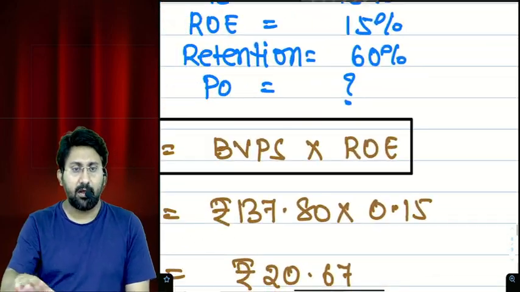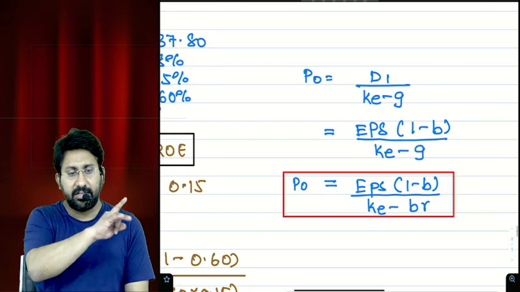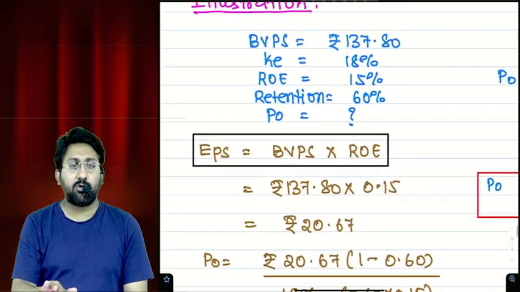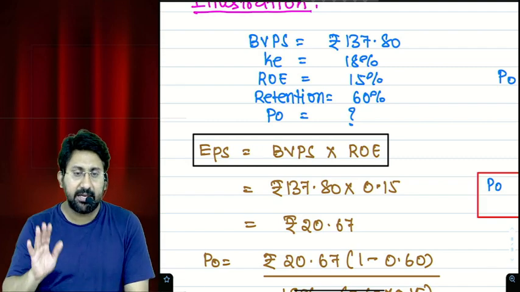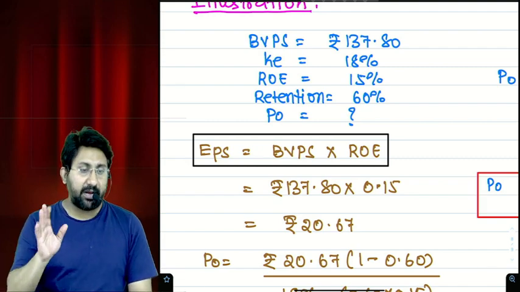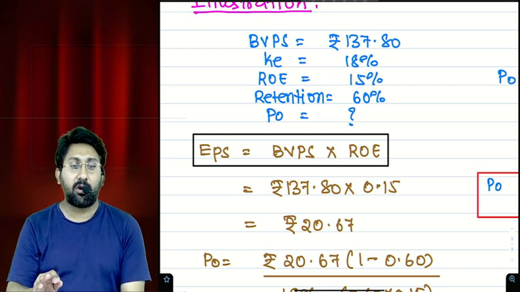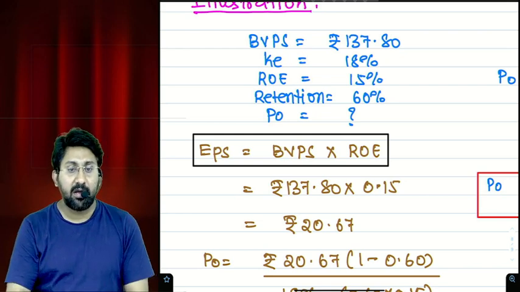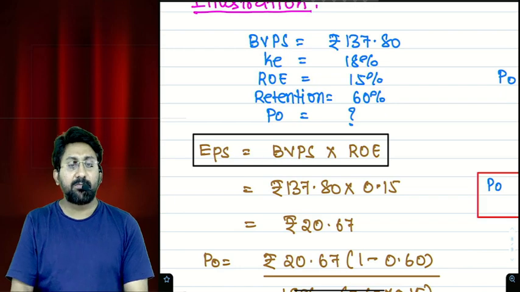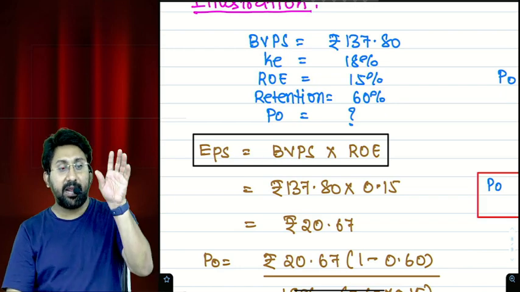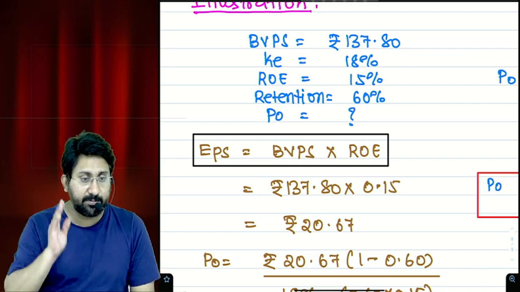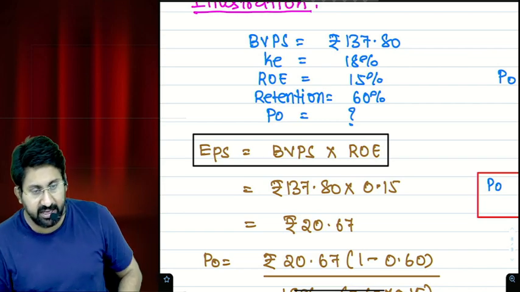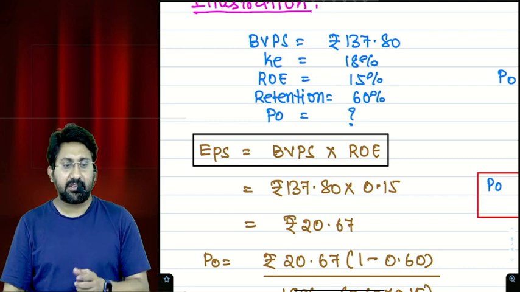See here. To calculate using this model, EPS should be there in the information. EPS is not given. What is EPS? EPS can also be written as BVPS into return on equity. So what is BVPS? 137.8. What is the return on equity? 15%. What is the earnings per share? 20.67 is the earnings per share. We got the earnings.